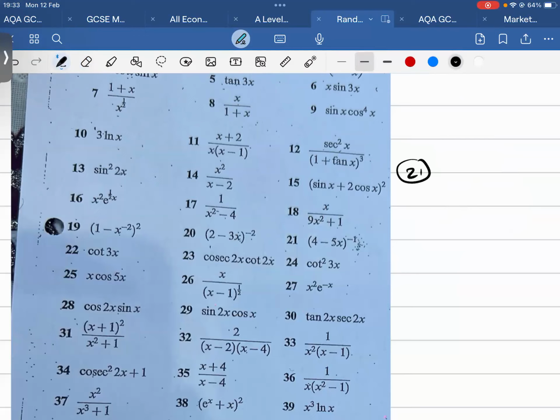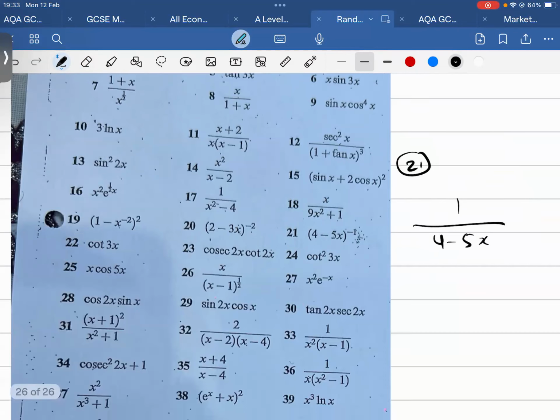I would have said easy. 1 over 4 minus 5x. That's logarithms. So what would it be? It'll be 1 over 4. 1 over 5. And then what happens to the 1 over 4? No, the 4's the thing in front of the x, not the thing in front of the 4. And then what?